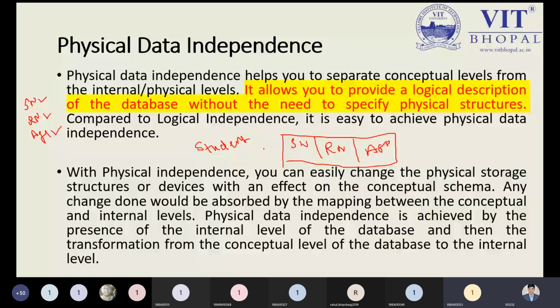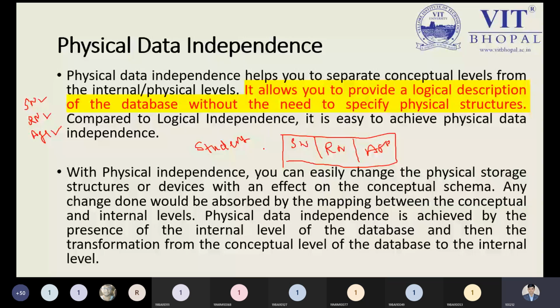Yes, sir. Is it a physical schema? Please tell me, is it a physical schema or not? Not. Why not? How did you say it is not a physical schema? Sir, because it's showing some attributes. It's a logical representation.